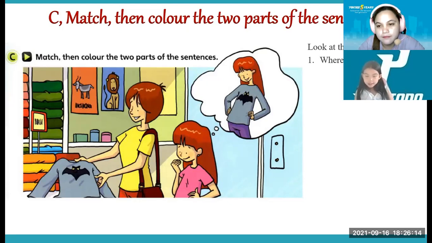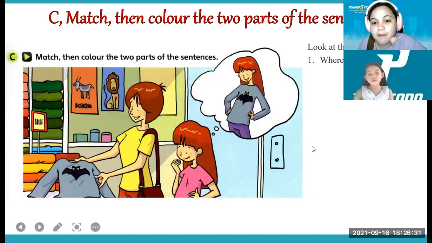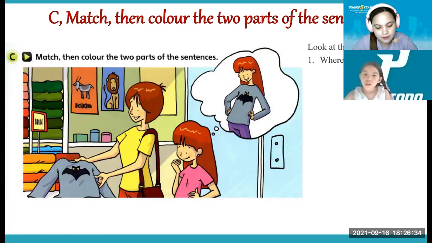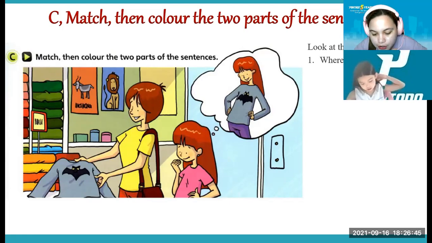Why are these people in the shopping? So they are in the shopping center? Yes. All right. So what kind of shopping center is that? Or what are they buying? They buy a shirt. Okay, they are buying a shirt.